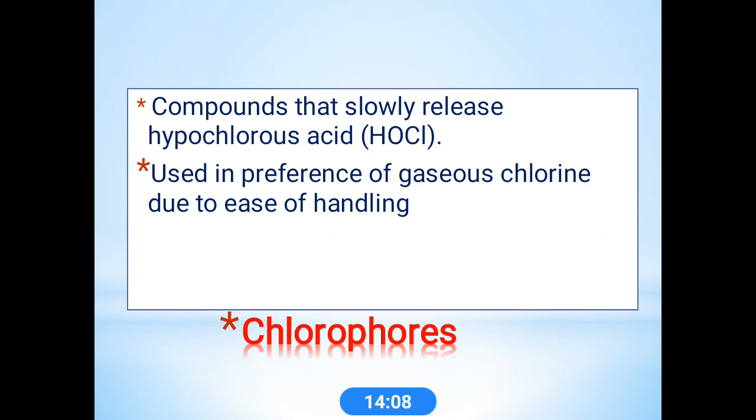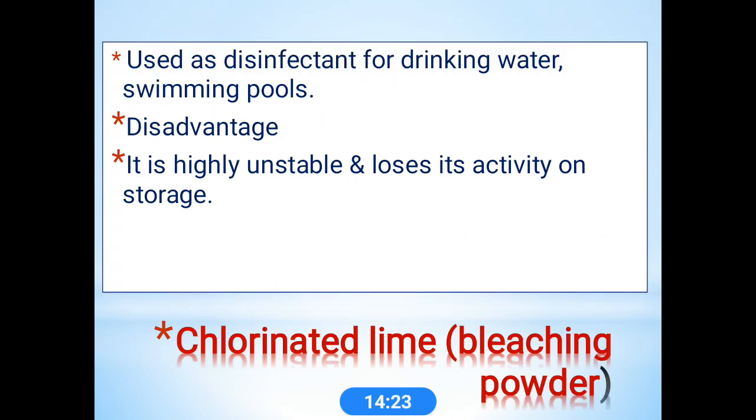Next, we move to the chlorophors. Chlorophors are compounds that slowly release hypochlorous acid. They are usually used in preference to gaseous chlorine due to ease of handling. Chlorinated lime, that is bleaching powder, is a good disinfectant for drinking water and swimming pools, but the main drawback is that it is highly unstable and loses its activity on storage.